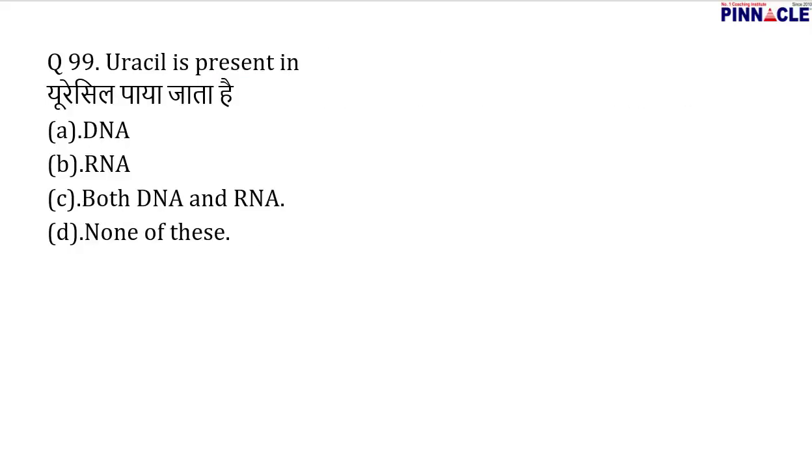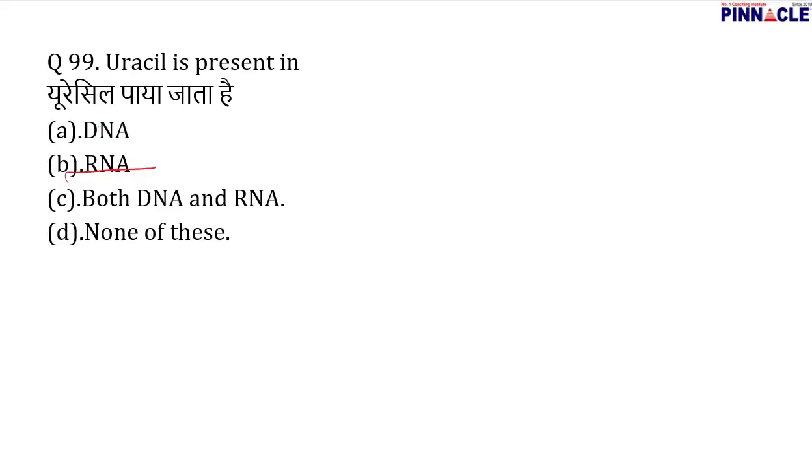Now moving to question number 99. The question number 99 is, uracil is present in. So uracil is one of the 4 nucleobases which is present in RNA. Okay, and RNA stands for ribonucleic acid, and this uracil is present only in RNA. It is not present in DNA. Okay, so question number 99, RNA is the correct option.